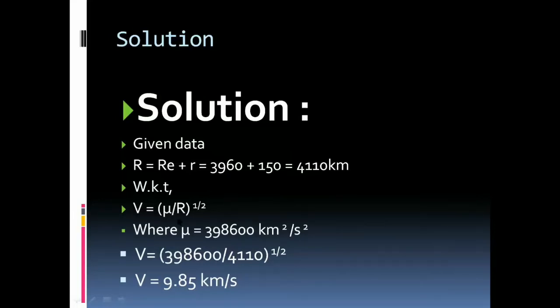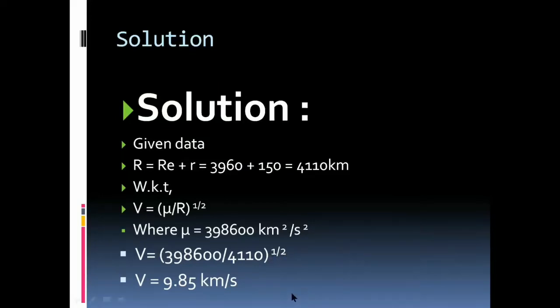You have to remember this formula, velocity with respect to mu and r. What is mu? Gravitational constant, or GM. If you multiply those, we get this value. You have to remember this formula, or it will be given in your data sheet. That is 398600 kilometers cubed per second squared. Please be careful with the units. Kilometer cubed per second squared is the mu value. You just apply it in the formula, and the R value will be 4110. You solve, and you get the answer, that is 9.85 km per second. And don't forget the square root of it, that is the 1/2 power.